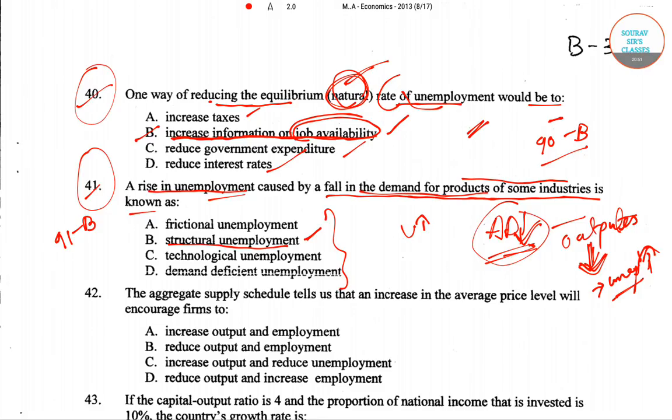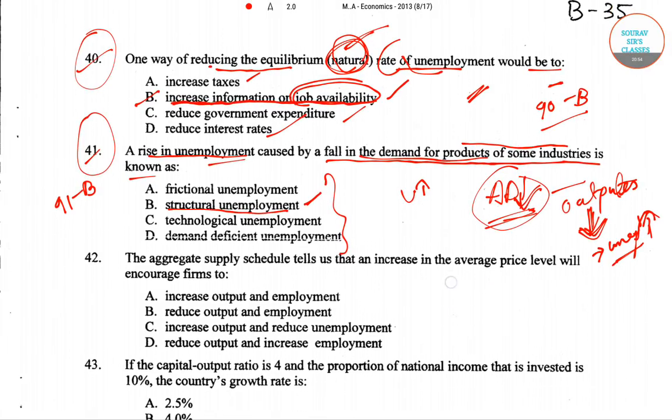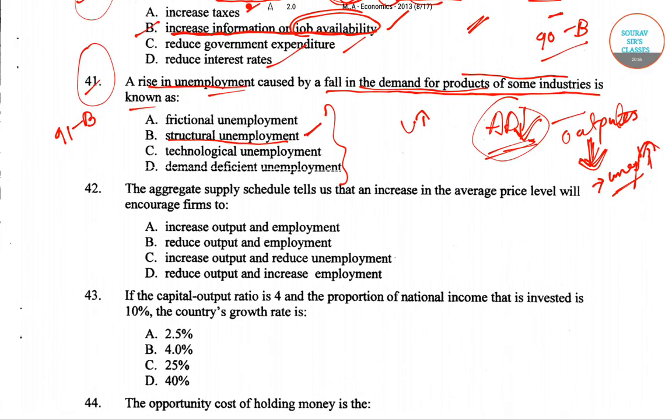Now we'll go straight to question number 42. In question number 42, it is given: the aggregate supply schedule tells us that an increase in the average price level will encourage firms to, four options are given: increase output and unemployment, reduce output and employment, increase output and reduce unemployment, reduce output and increase employment. Out of these four, the right option would be option A.